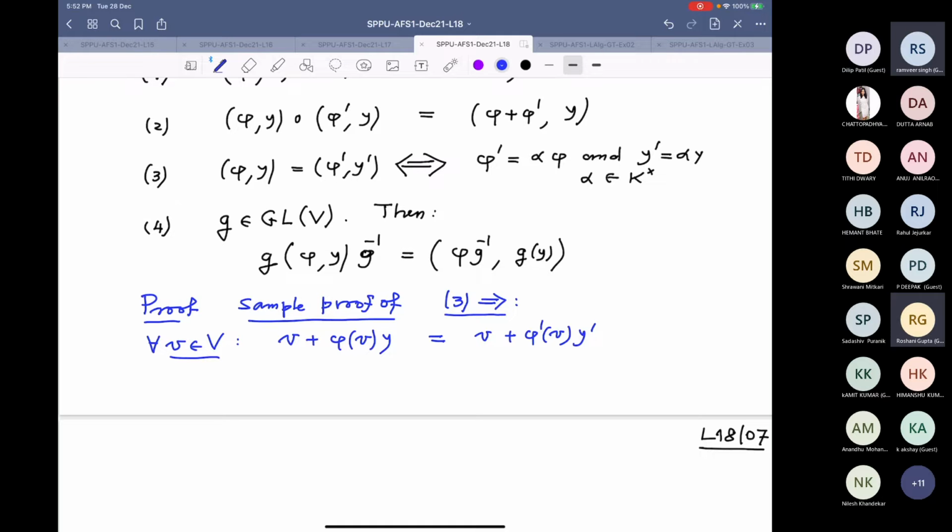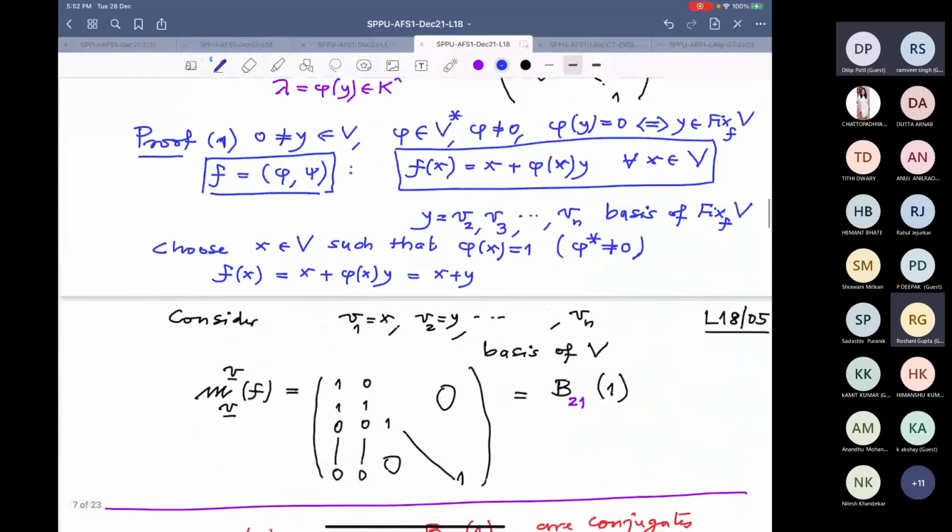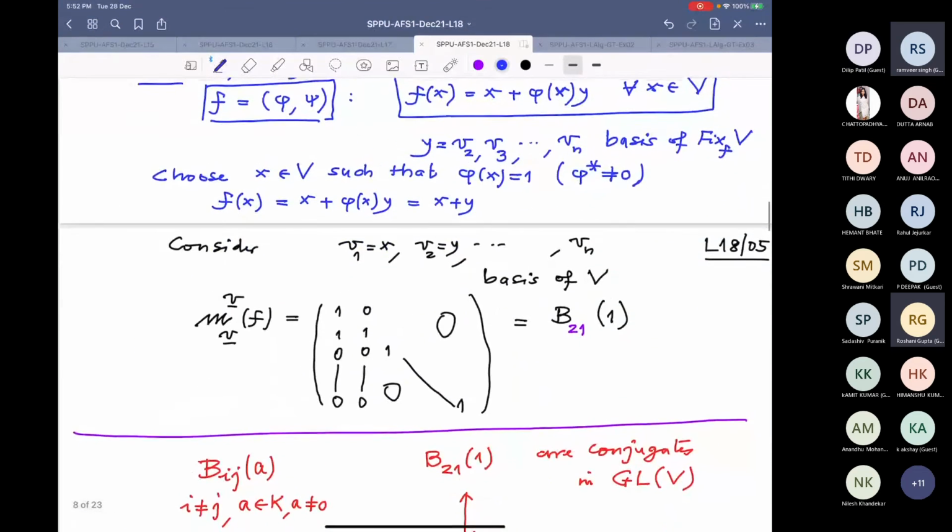Do you agree to this equality? This equality means this equality, I say. We are just evaluating this left hand side at V, and that is this, and this left hand side at V, it is this. That is the definition. Don't tell me that it's very complicated.